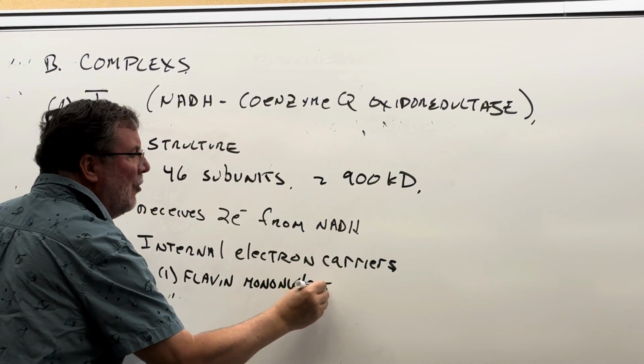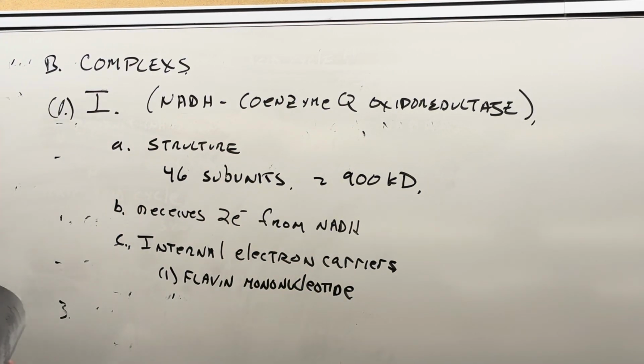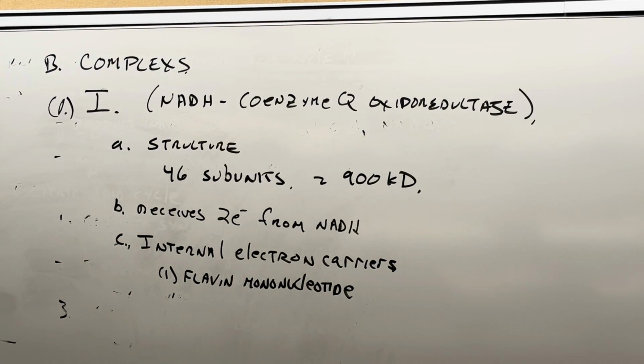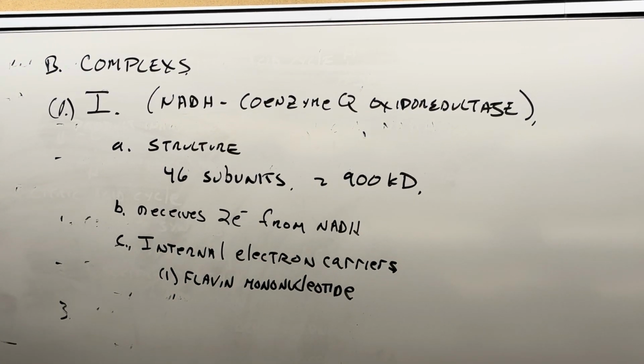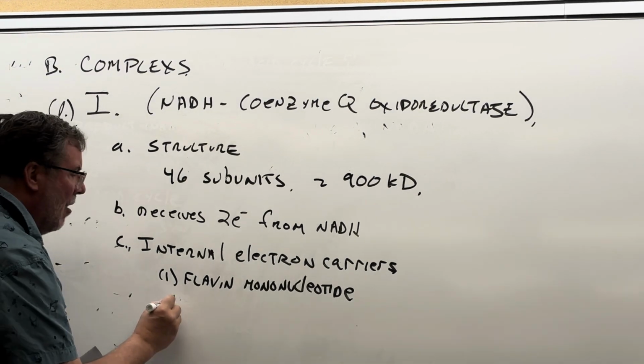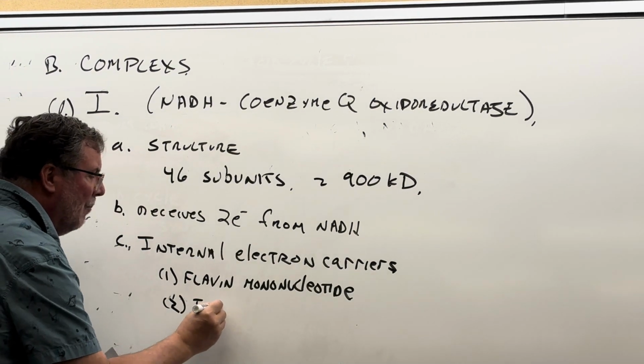And I'm going to show you the structures of these in a little bit. So this is kind of like FAD. Remember, FAD stands for flavin adenine dinucleotide. This one basically only has the flavin part of it, so it's a flavin mononucleotide, and it's bound within that complex. And there are iron-sulfur complexes.